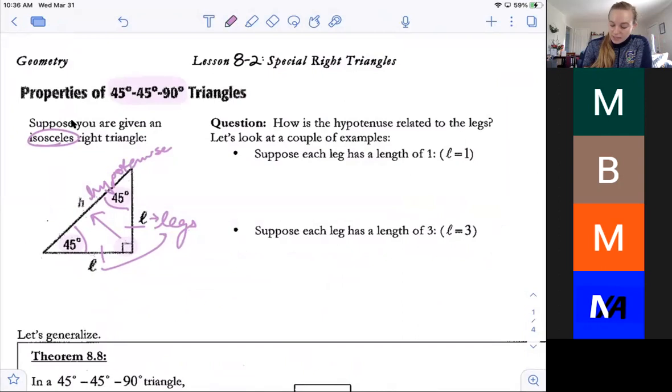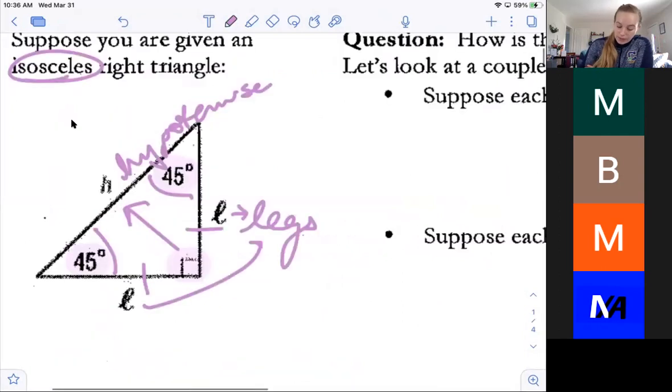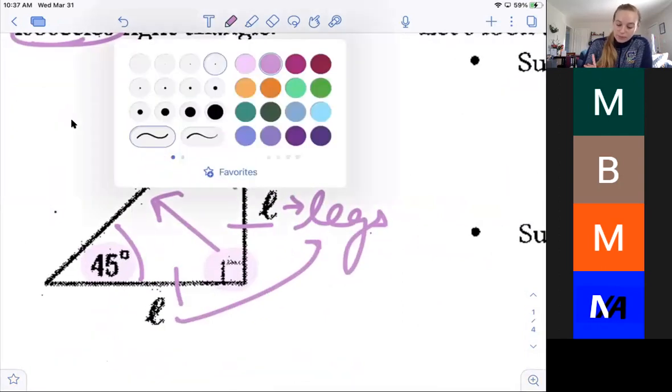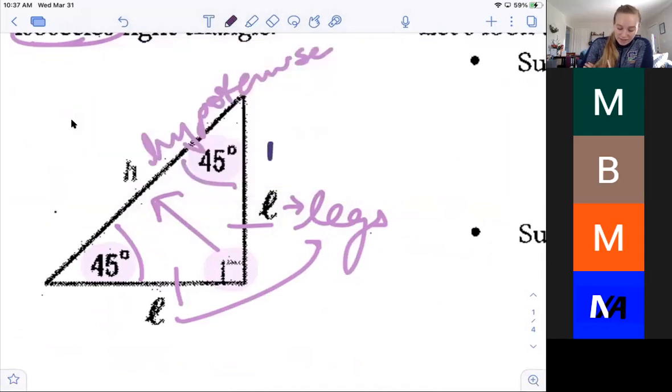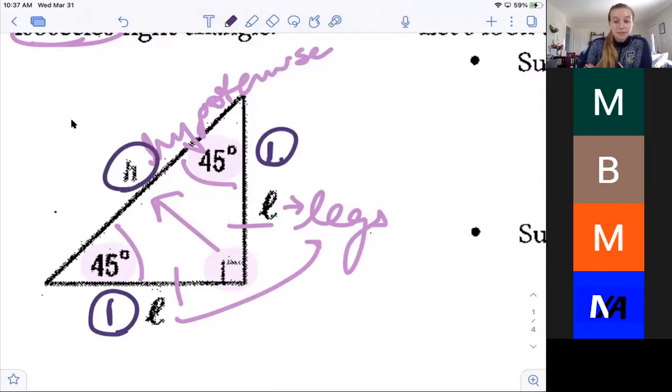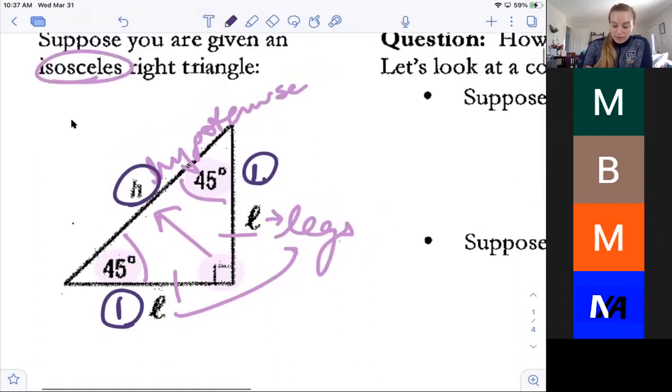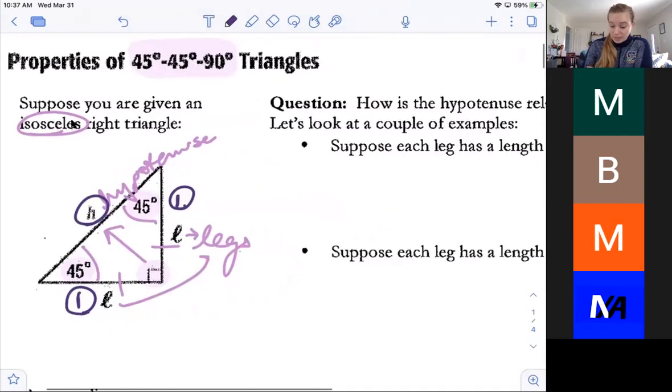So suppose each leg has a length of 1. I'm looking at this triangle and we're going to pretend each leg is 1 unit. Well, if each of these are 1, I want to know what my hypotenuse length is. So I'm going to use Pythagorean theorem to find what that h is.